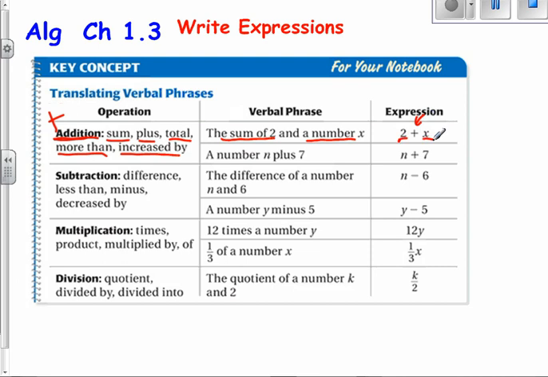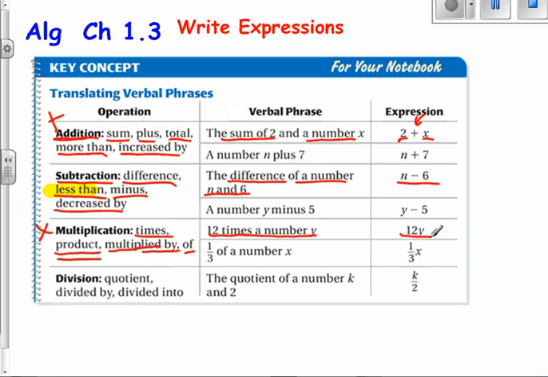Then if I look at subtraction, that would be difference, less than, and we're going to come back to this less than because this is a very, very critical one. Minus, decrease by, so the difference of a number, n and 6, so it would be n minus 6. And again, I'll come back to that less than in a minute. When we look at multiplication, you're looking at times, product. That's a typical word that you see, multiplied by, and the word of. Okay. So if I look at 12 times a number y, it's just 12y.